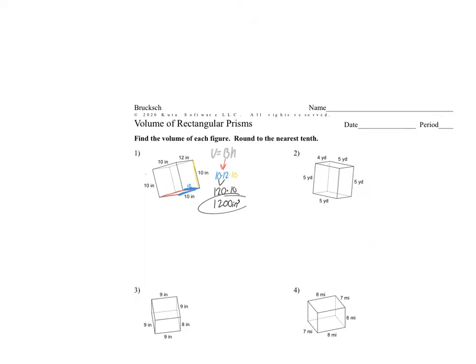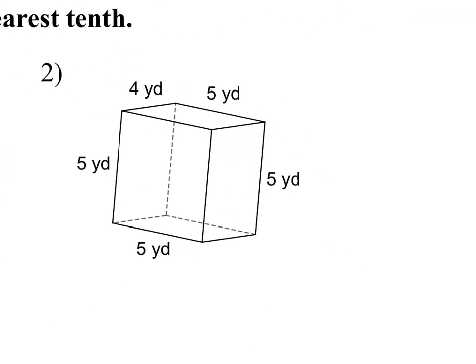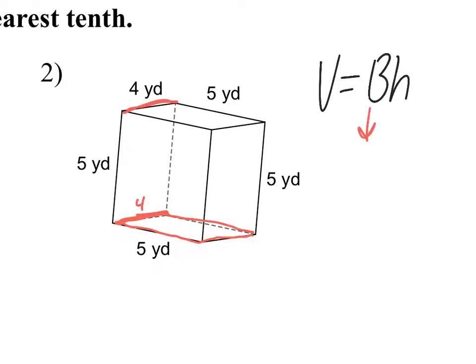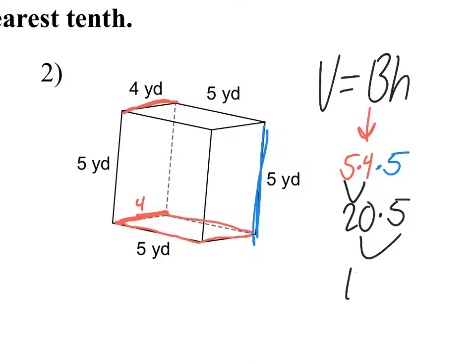Take a look at the next one. This one's a little easier to see and ought to be more straightforward, but we have volume equals area of the base times the height. Here's our base down here. We have a 5 by, now this side length right here matches this side length right here. So for our area of our base, we're going to be doing 5 times 4, and now times our height. Our height of this figure is another 5 yards. 5 times 4 is 20, times another 5. 20 times 5 is 100 yards cubed.